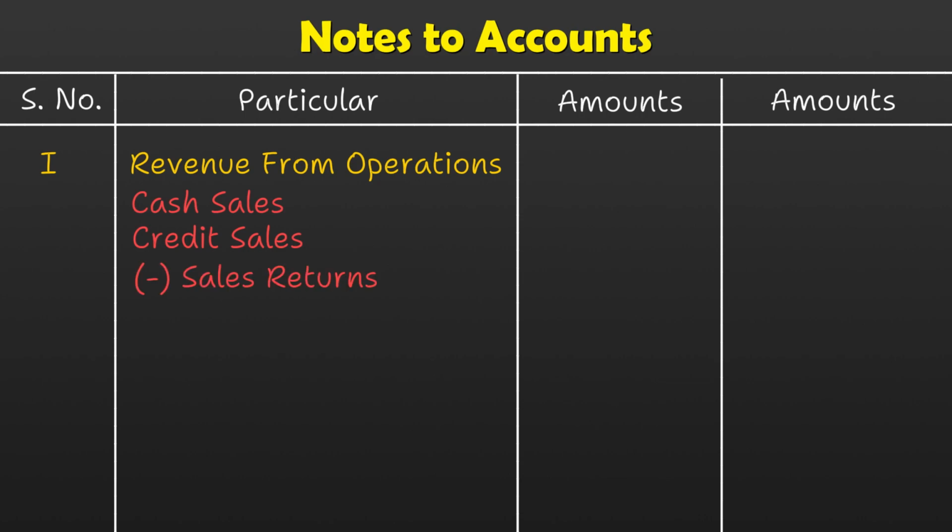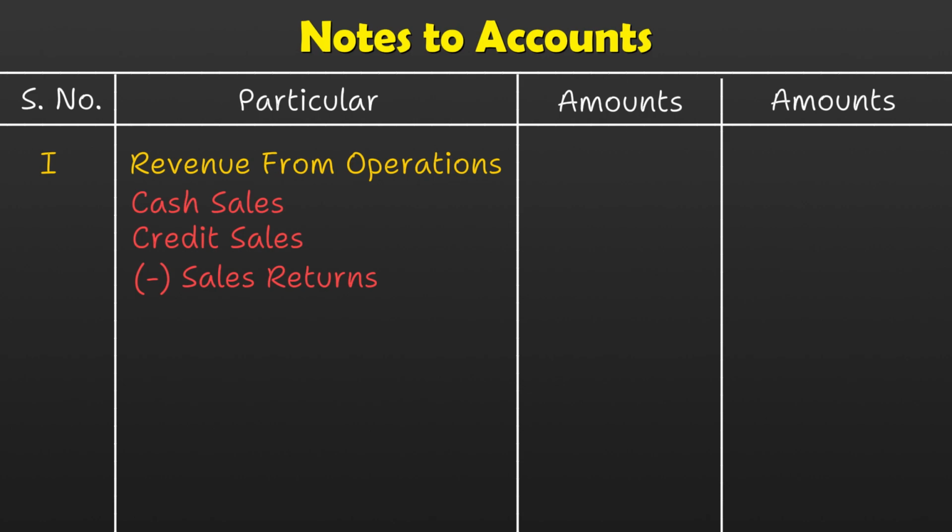So these are the three items which would appear under the revenue from operations. Now we will have to add up all the three, that is, we will add cash sales plus credit sales, and we will deduct the sales return, because we have to calculate the net revenue from operation, that is the net sales. So net simply means that the return inward part shall be deducted from that particular sales.